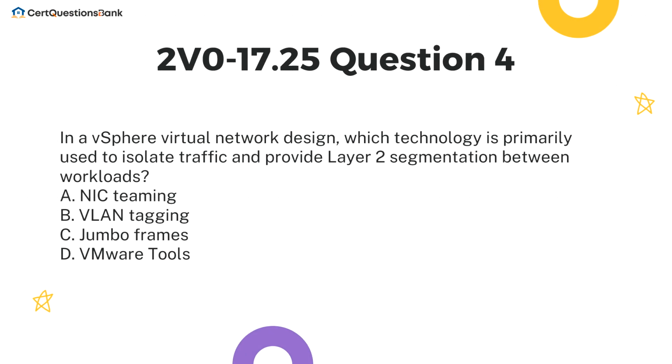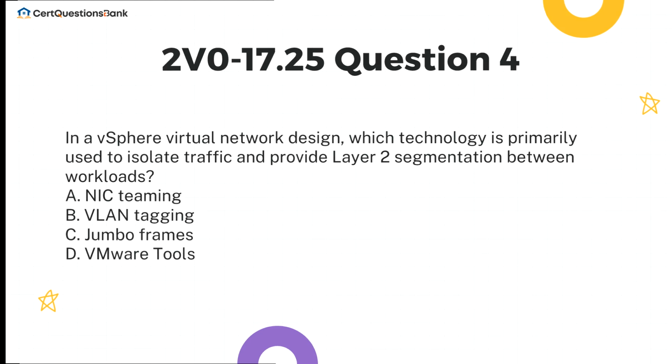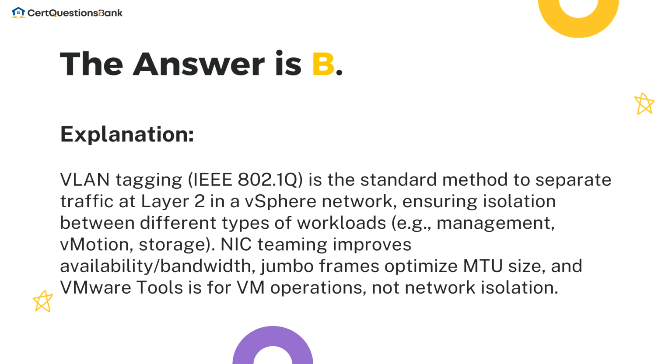In a vSphere virtual network design, which technology is primarily used to isolate traffic and provide Layer 2 segmentation between workloads? A. NIC teaming. B. VLAN tagging. C. Jumbo frames. D. VMware Tools. The answer is B.